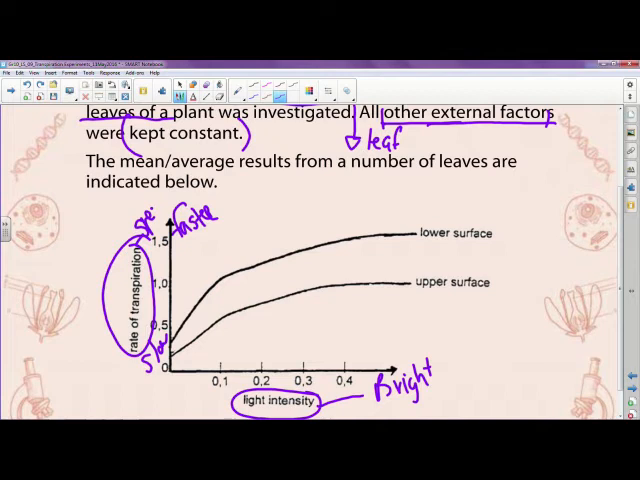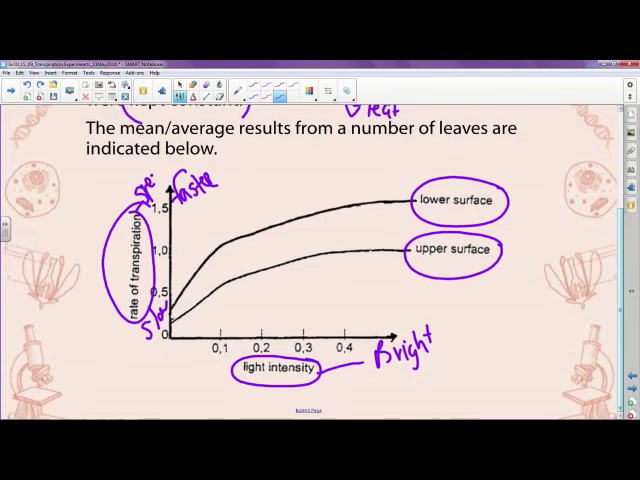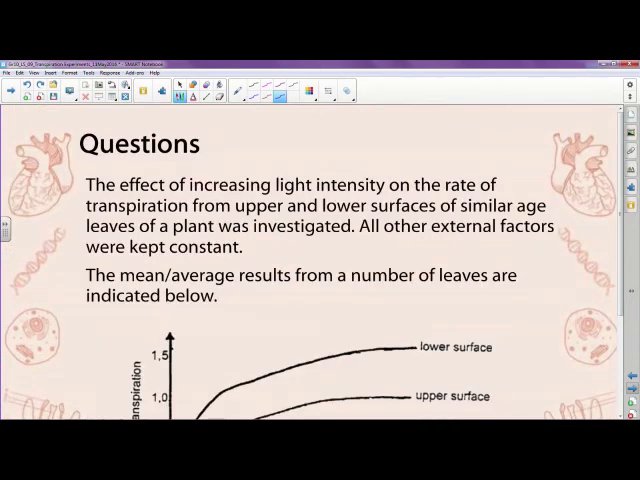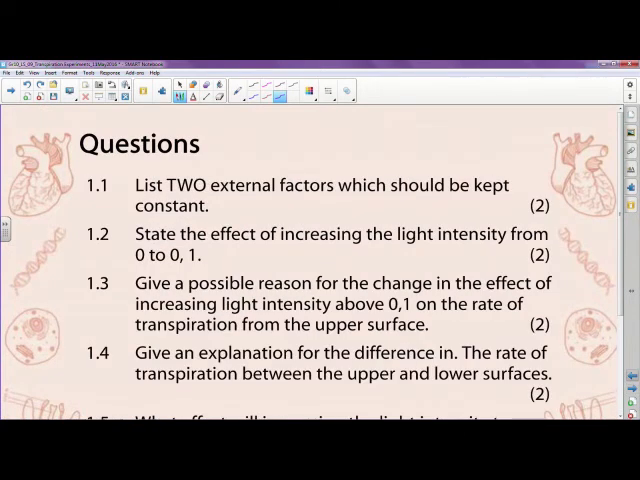Now from this graph, we can see a few things. Also have a look, lower surface and upper surface. Lower at the bottom, upper at the top. So what kind of questions can we ask over here? All right, let me go.